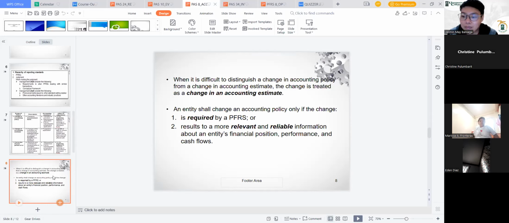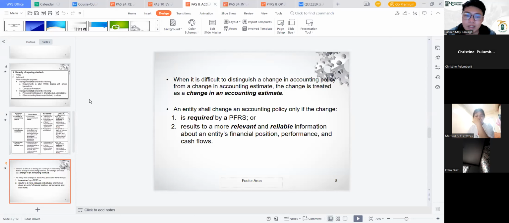Take note, guys. Sometimes in the boards, first bullet, when it is difficult to distinguish if it is a change in accounting policy or a change in accounting estimate daw, anong answer? That is considered a change in accounting estimate. You're not sure kung hindi accounting policy, change in accounting policy or baka change in accounting estimate daw yun. Hindi sure yung information or tinanong sa theories. Pag hindi sure, change in accounting estimate daw ang assumption.